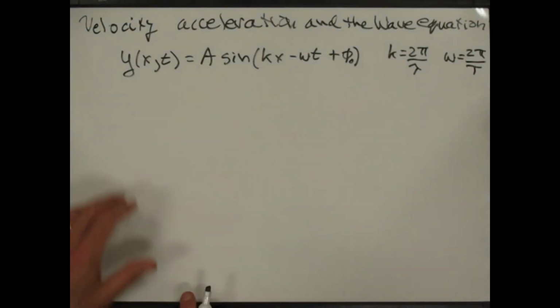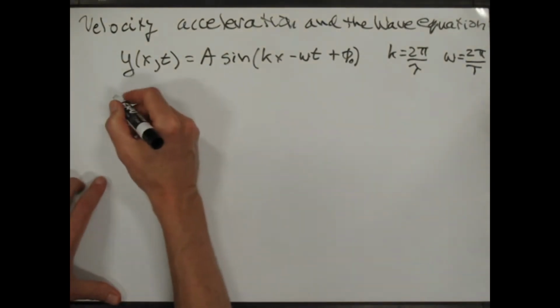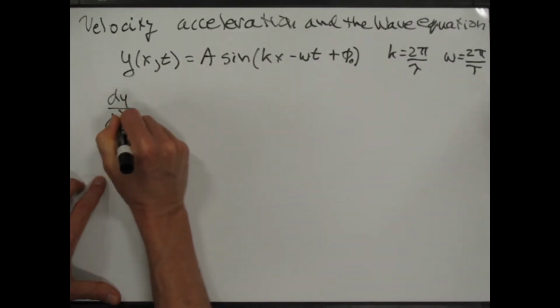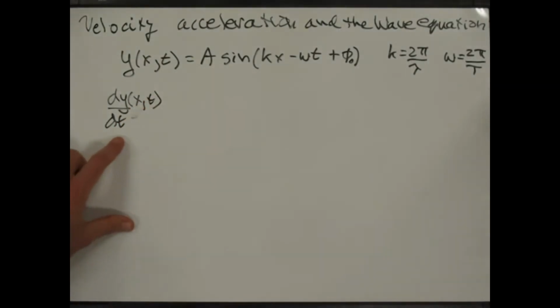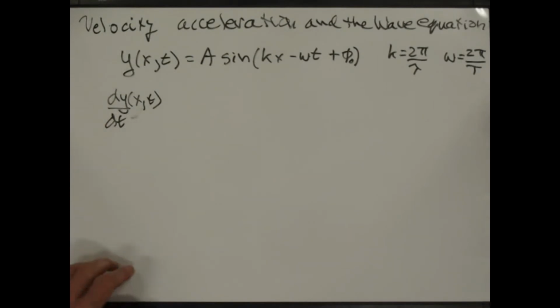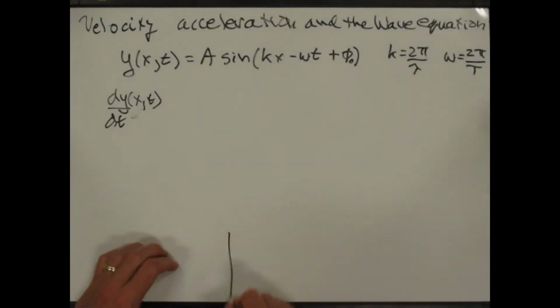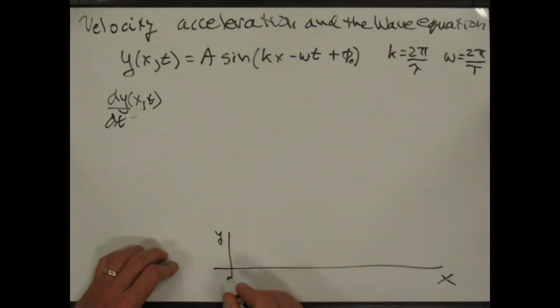And so this is the position at any place along the wave. I can look at the rate of motion vertically of the wave. That's just dy dt. Y is the vertical position. Again, if my wave looks like this, this is my x-axis, and this is my y-axis. So dy dt is how fast the wave is oscillating up and down.